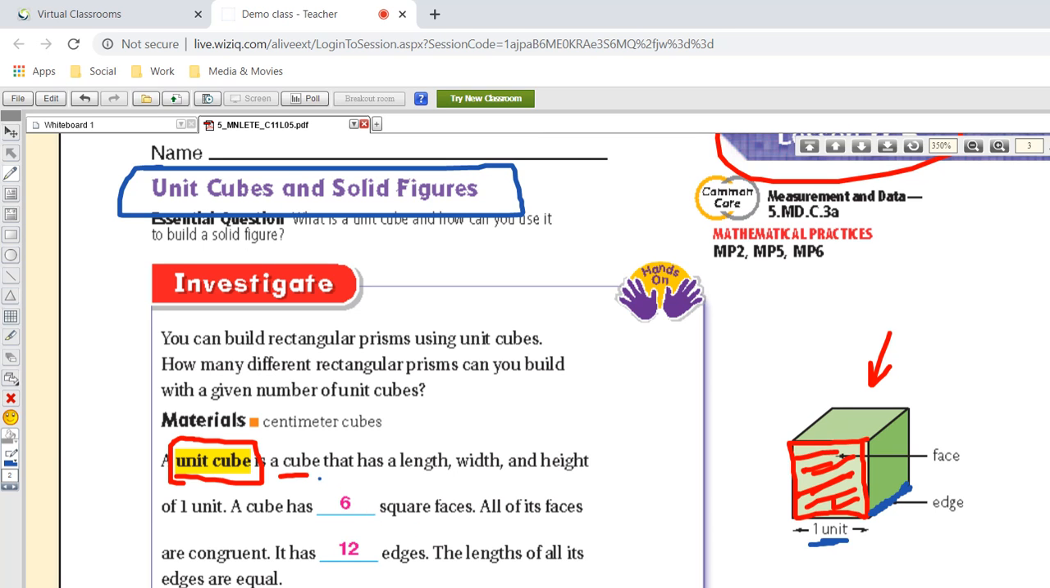A unit cube is a cube that has length, width and height, the three dimensions that we studied before, and their length equals one unit length: 1 meter, 1 centimeter, 1 decimeter. So it will be one length unit. And a cube has 6 square faces.